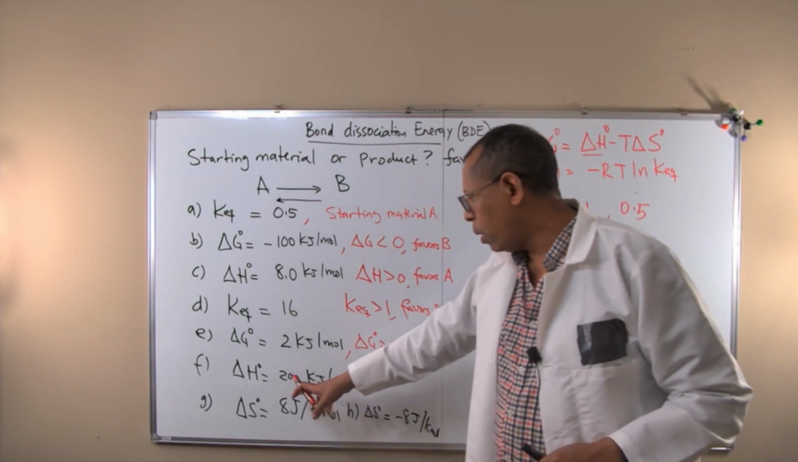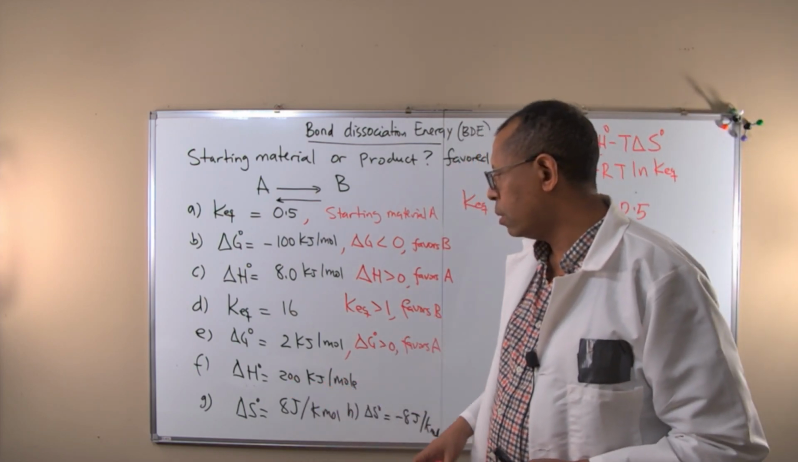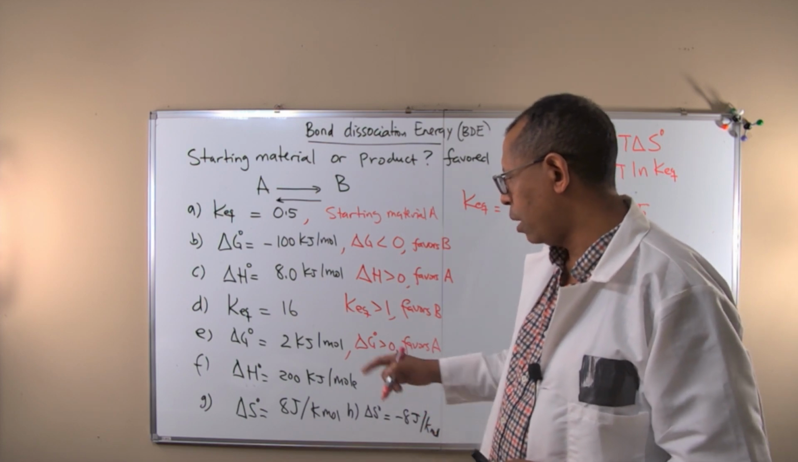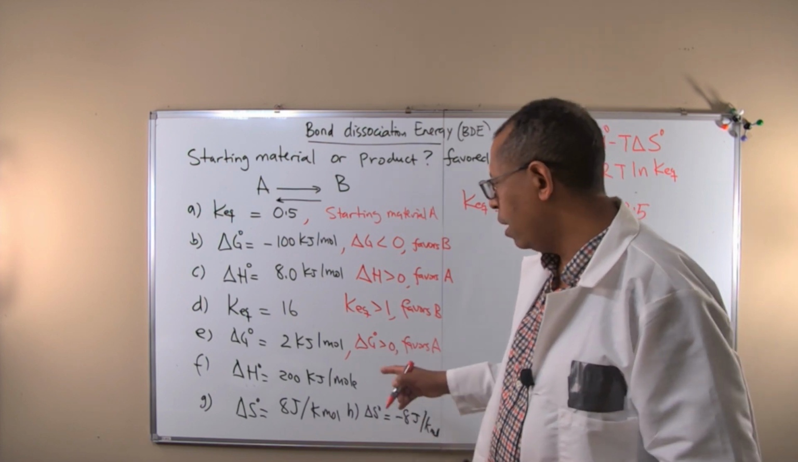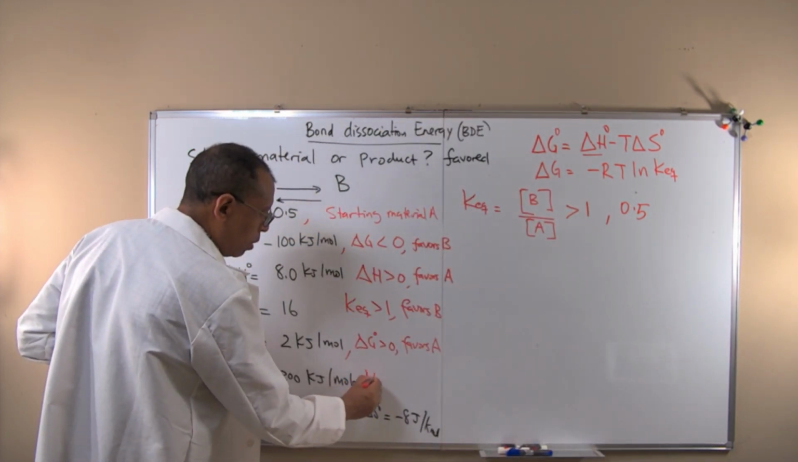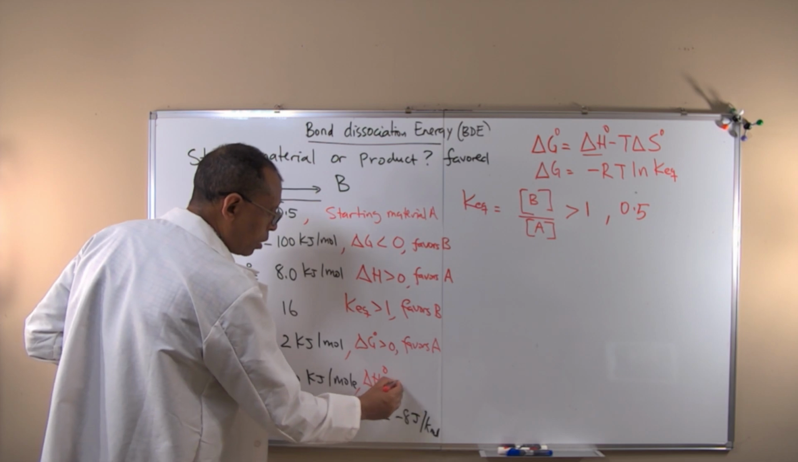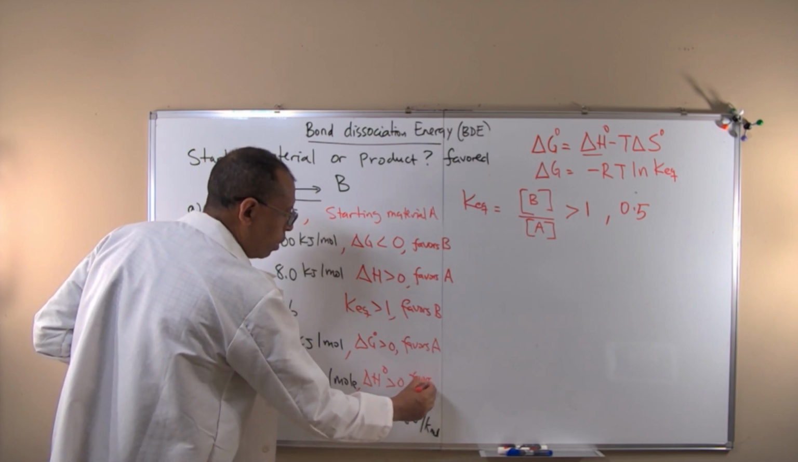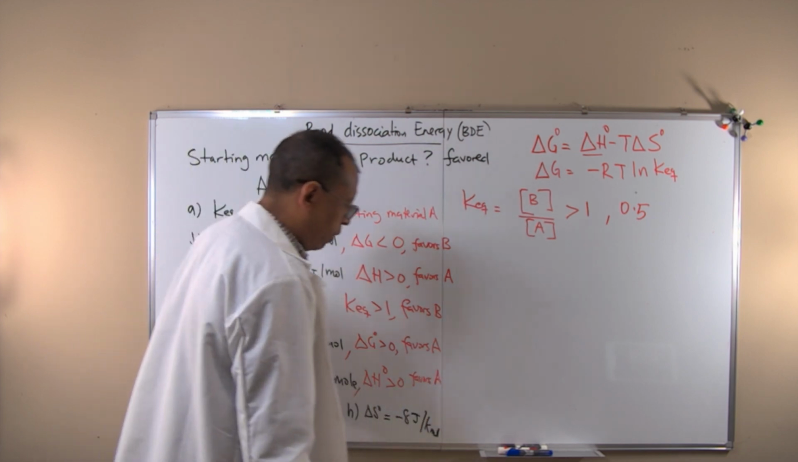F: delta H naught is 200 kilojoules per mole. It really is a very endothermic reaction with that much positive enthalpy. Delta H is still much greater than 0. It favors A, meaning the starting material is favored.